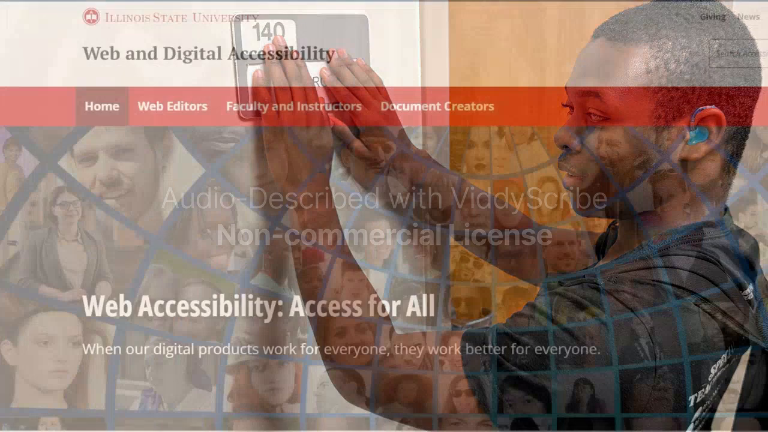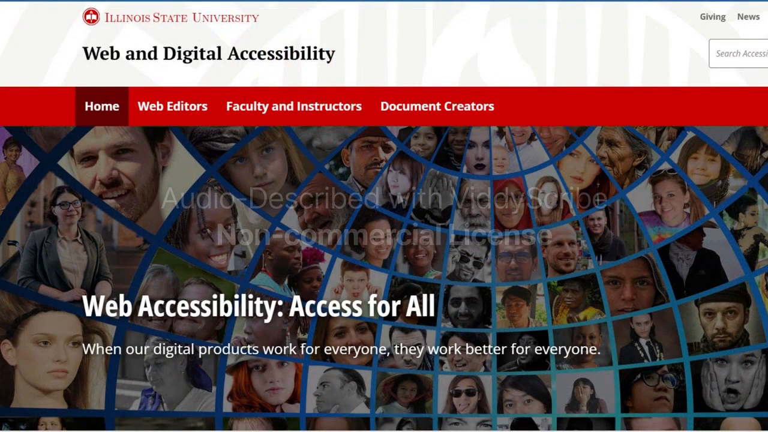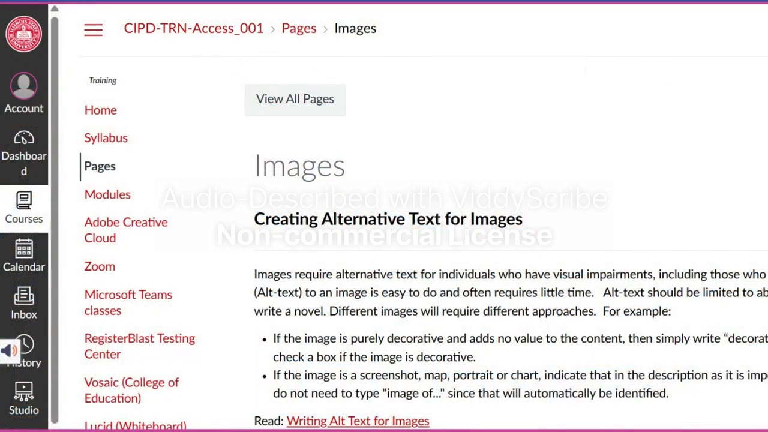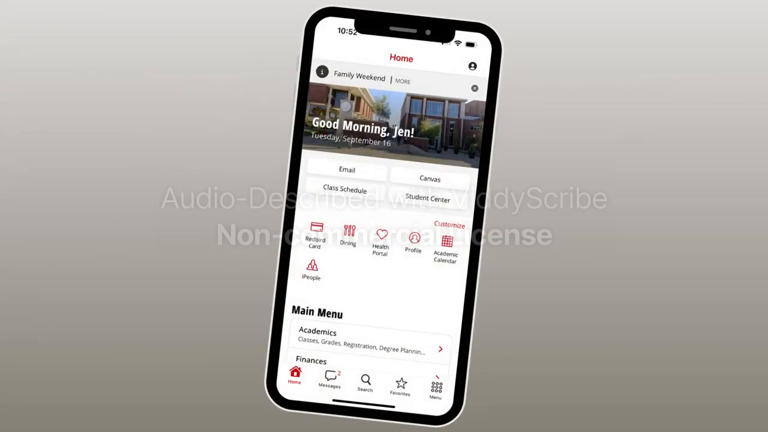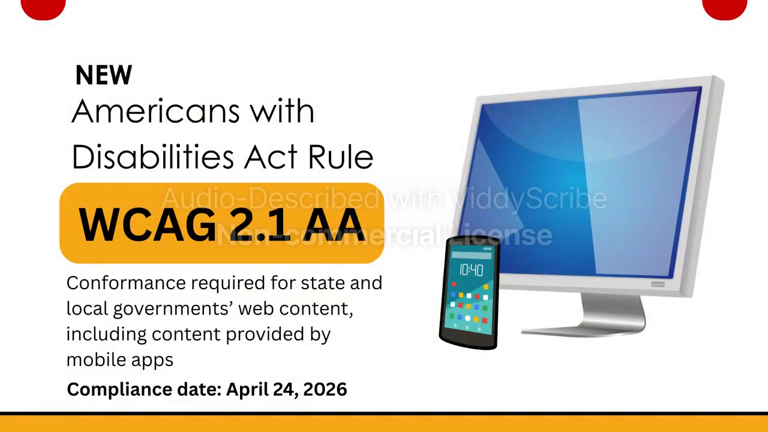A screenshot of a university website, Web and Digital Accessibility Access for All. In the digital sense, accessibility means creating campus materials and curriculum that are barrier-free and universally designed from the start. A web page about creating alternative text for images, and a person holds a smartphone displaying a university app. Making digital materials accessible is important in the same way as making our buildings accessible, not only because it is mandated by law, but because it creates inclusive environments that promote success for all, including students.